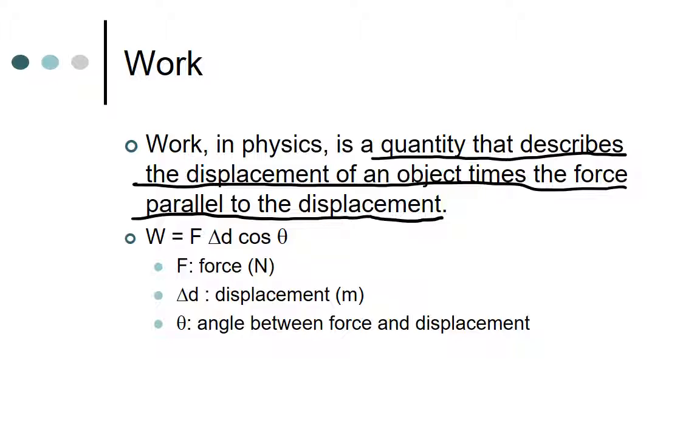So we multiply the force in newtons times the displacement in meters, and we multiply that times the cosine of the angle between the force and displacement. And just seeing examples of that is going to be helpful.